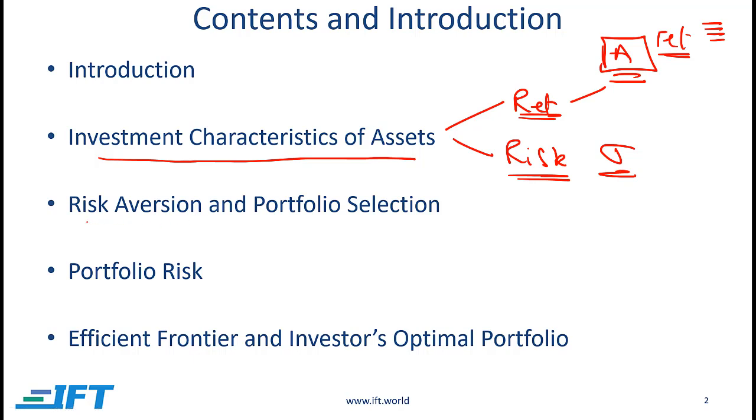Then we'll move on to risk aversion and portfolio selection. Risk aversion has to do with the concept that most investors do not like risk. So all else equal, if an investor has access to two portfolios A and B and the expected return is the same, then a risk-averse investor will prefer the portfolio that has lower risk.